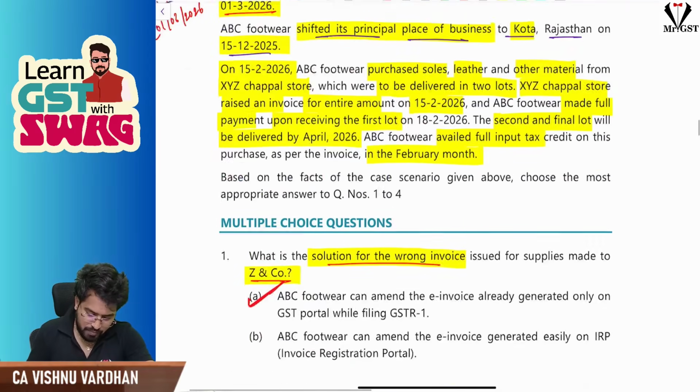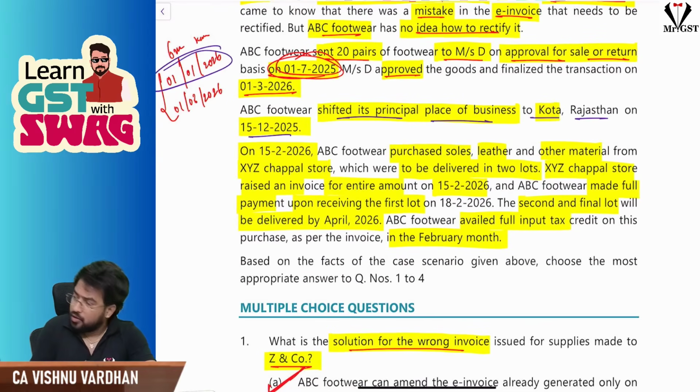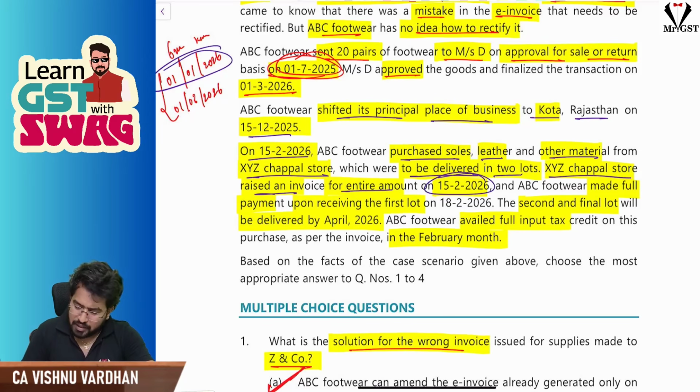Next, on 15th Feb, purchased soles, leather, and other material from XYZ Chappal Store, to be delivered in two lots, and XYZ Chappal Store raised an invoice for the entire amount, and ABC Footwear also made full payment upon receiving the first lot in Feb. The second and final lot is received in April, but they have taken full ITC in the month of Feb. Is it correct?